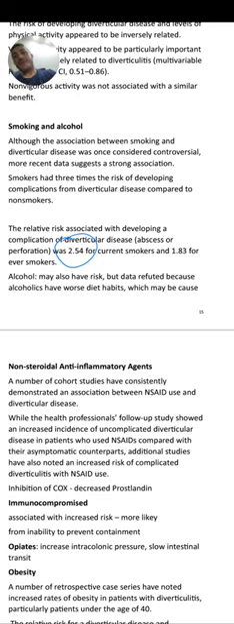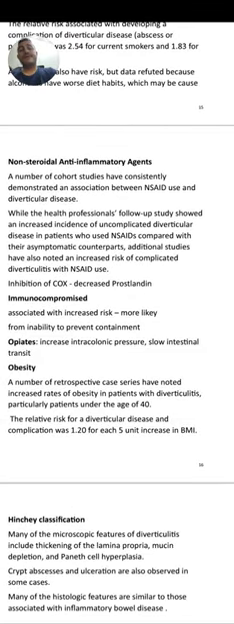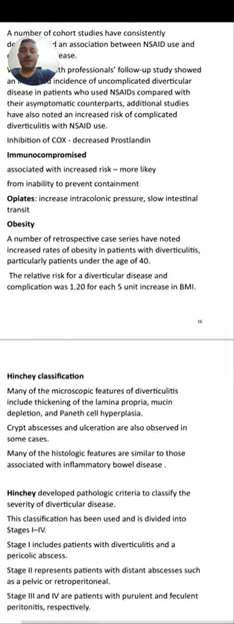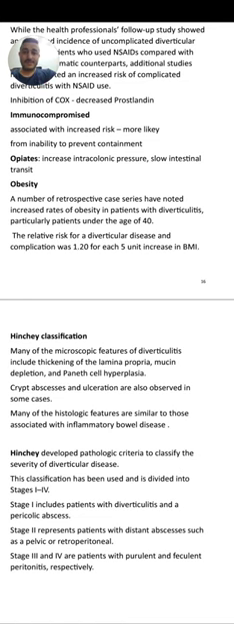About alcohol, yes, there is also an association between alcoholism and diverticular disease, but is this association due to the alcohol itself, or because these alcoholic patients have worse diet habits? It's not clear. About NSAIDs, yes, they could be a risk factor for development of complicated and uncomplicated diverticular disease, maybe due to inhibition of cyclooxygenase and decrease of prostaglandin. Also, being immunocompromised is a risk factor.